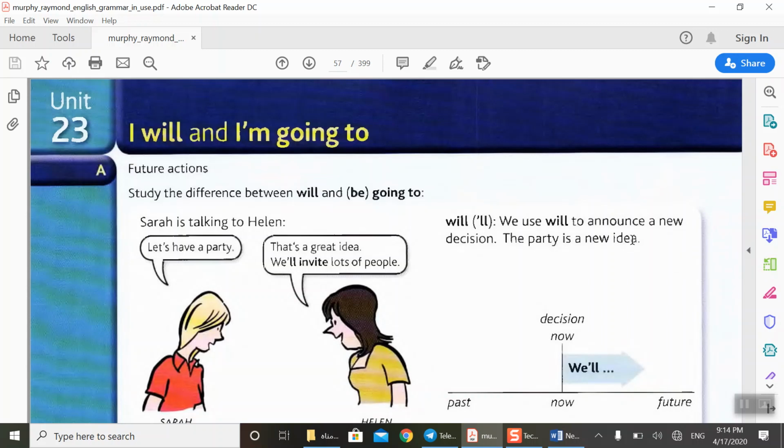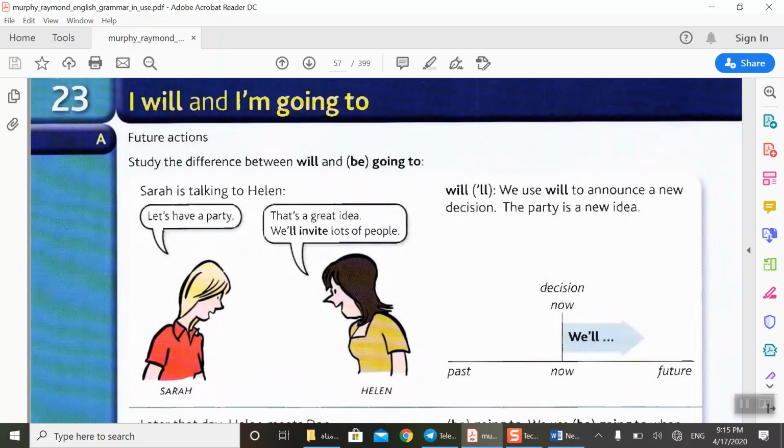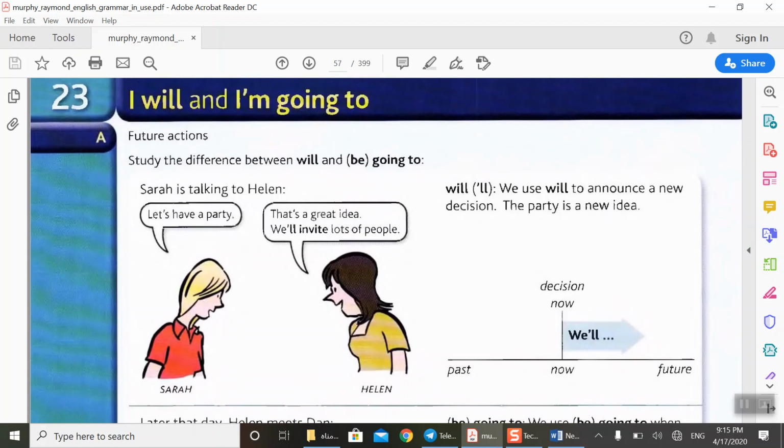So here we have unit number 23, I will and I'm going to. What is the difference between them? I'm going to alone means going. But when we use I'm going to do something, going to means will, in Arabic سوف. What is the difference between I will and I'm going to?